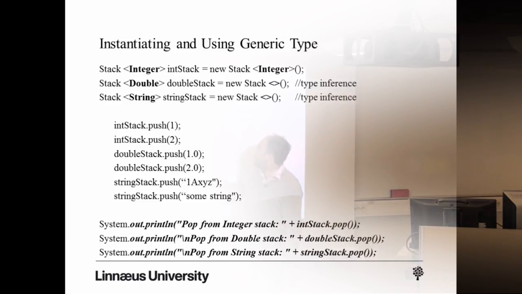So if you see, here we have 3 stacks. In the int stack, we can only push values of type integer. If you try to push any other type, you will get a syntax error. In the double stack, you can only push decimal point values, and in the string stack, you can only put string values. So this is how you can benefit from Java generics: you can define a generic type, and then you can instantiate it with different type parameters.